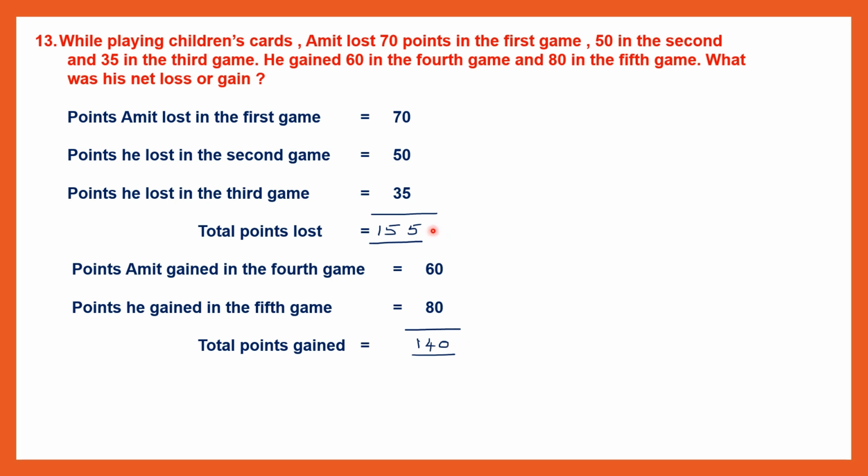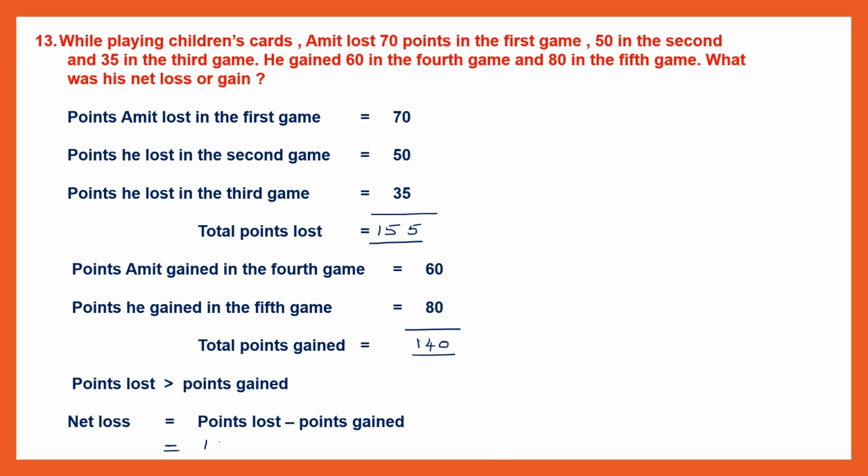So the points lost is greater than the points gained. So let's write that. Points lost is greater than the points gained. So when he loses more, there is a loss, isn't it? So he has lost more. So to find the net loss, we have to take the points lost and the points gained and subtract the two. So here what do we have? Points lost is 155 and the points gained is 140. So when you subtract 155 and 140, we get 15.